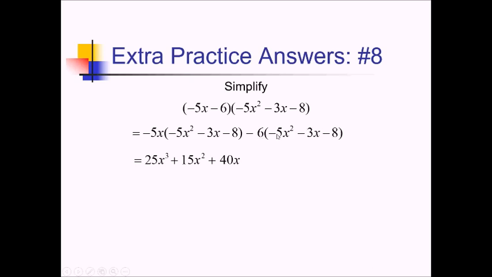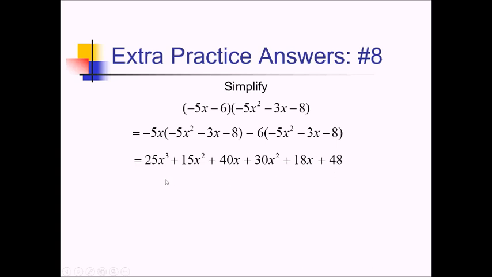Negative 6 times negative 5x squared, that's positive 30x squared. Negative 6 times negative 3x is going to be 18x. And then finally, negative 6 times negative 8 is positive 48. All right, at this time we combine like terms.